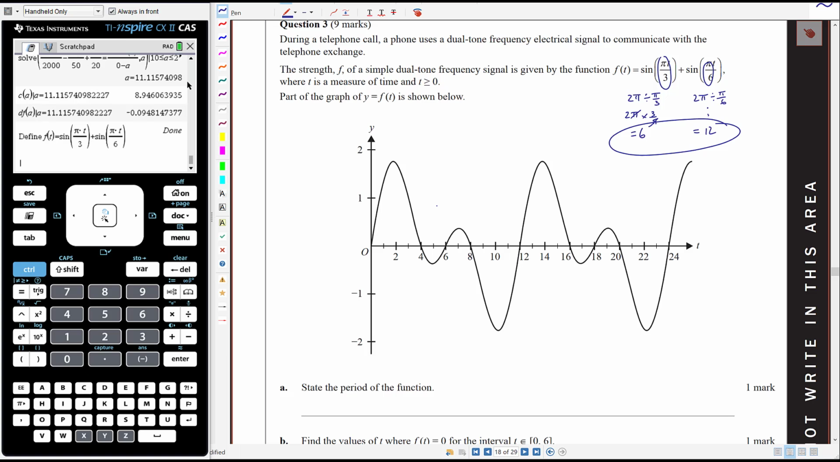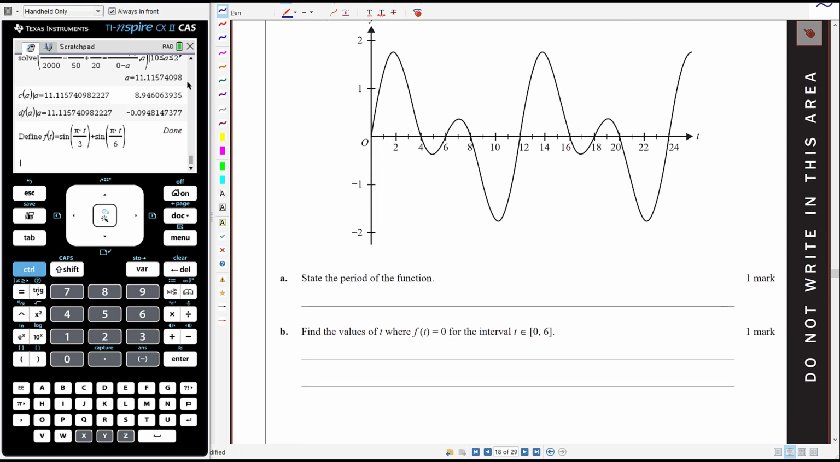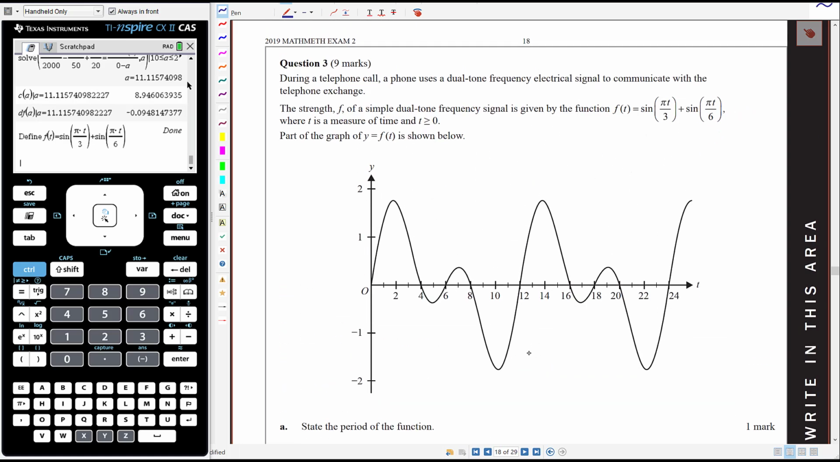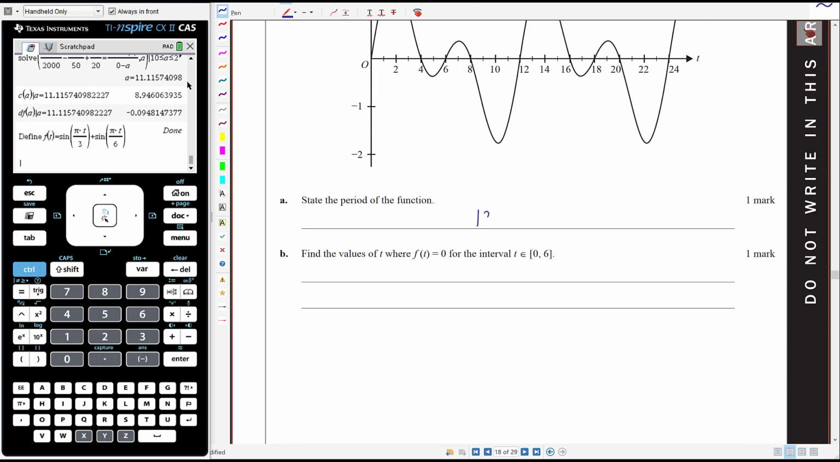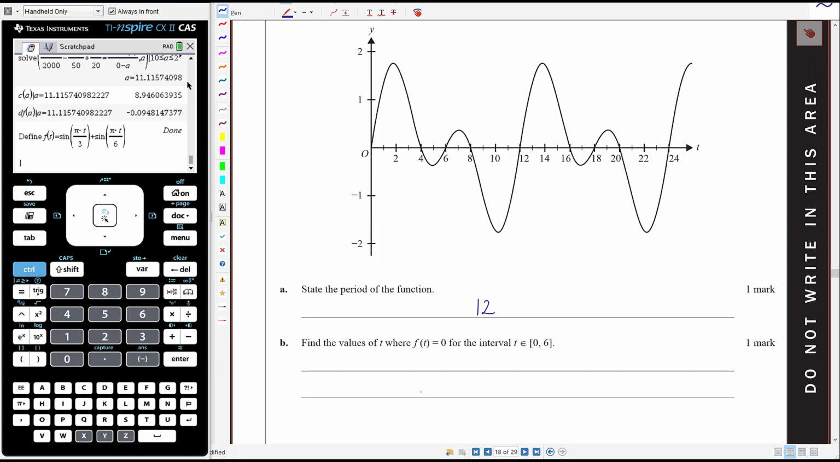You can also see that from the graph where you can see you've got a full period between 0 to 12 and then a second exact repeat between 12 and 24. So period is going to be 12. It doesn't give us units for the time. It just says t is a measure of time. So we can't write 12 hours or 12 minutes. It's just 12. Find the values of t where f of t equals 0 for the interval 0 to 6.